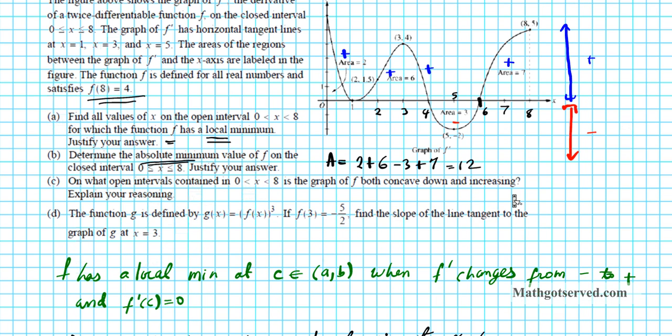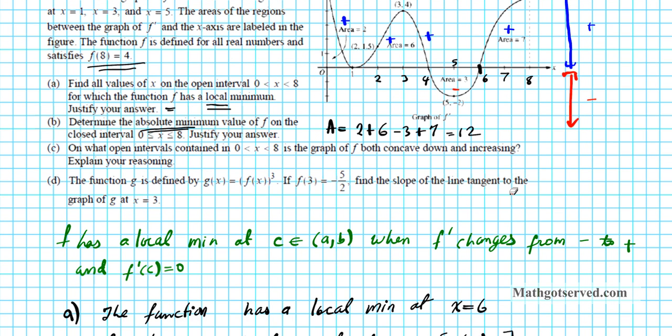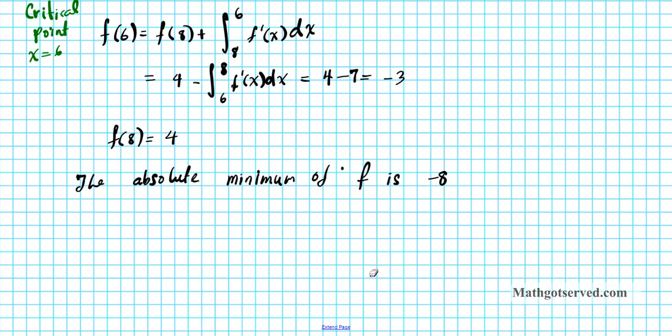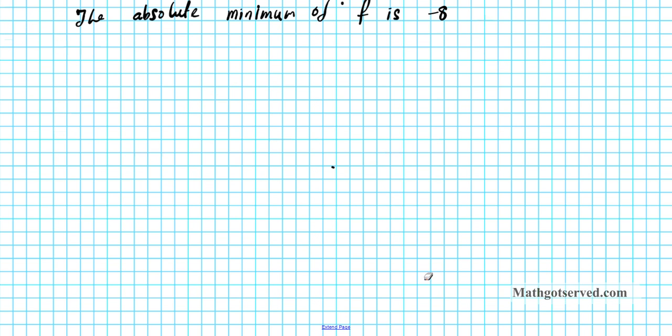All right, so part C says, on what interval from 0 to 8 is the graph of f both concave down and increasing? Explain your reasoning. Okay, so what I'm going to do is make a little mnemonic device to help you remember the connection between f prime and f double prime. All right, so this is portion C. So let's say we have three functions. We have f, and we have f prime, and we have f double prime.